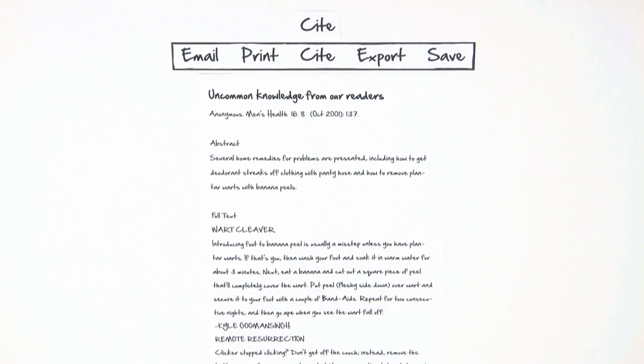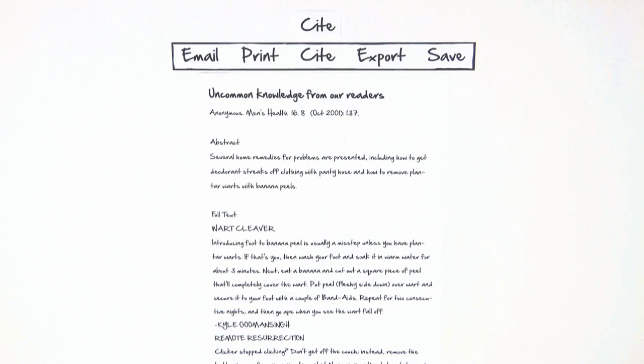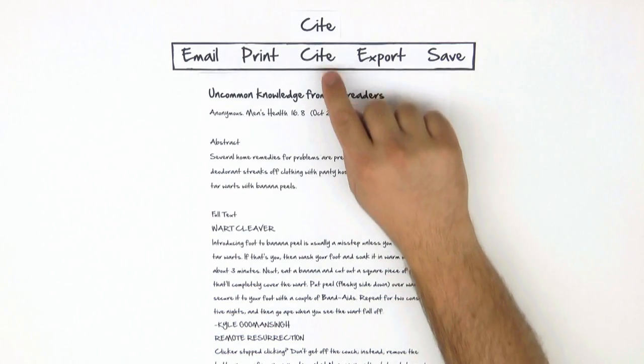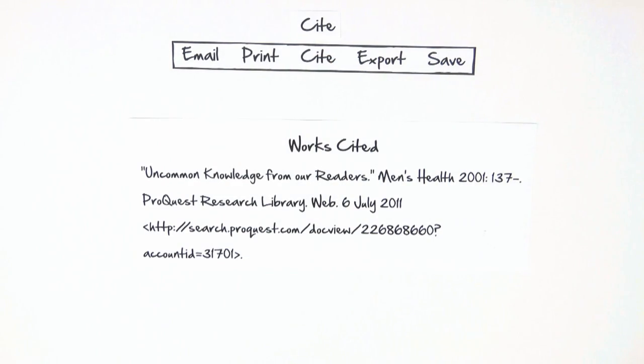When I find an article I want to use, there's usually a cite button that will give me a formatted citation that I can copy and paste into my paper. Some databases provide different citation styles, like MLA, APA, etc. Some do a better job of citing sources than others, so always double-check the format against a reliable source.